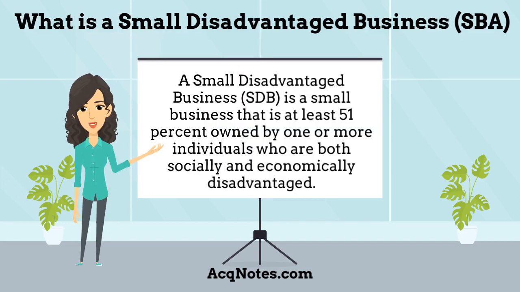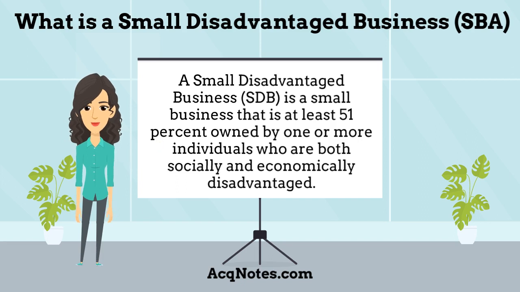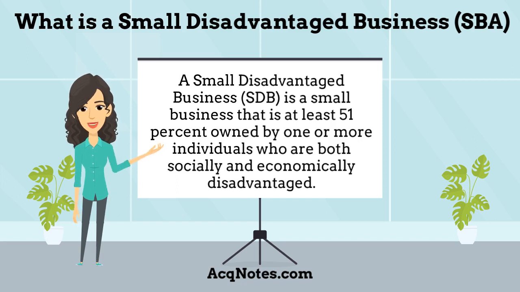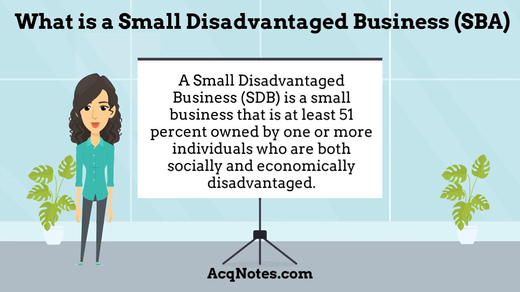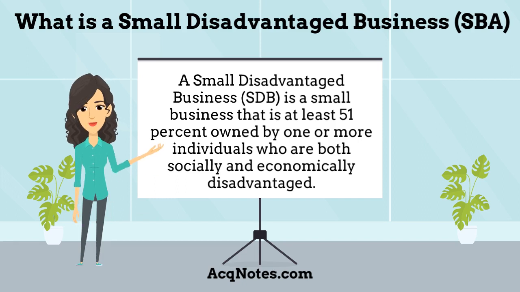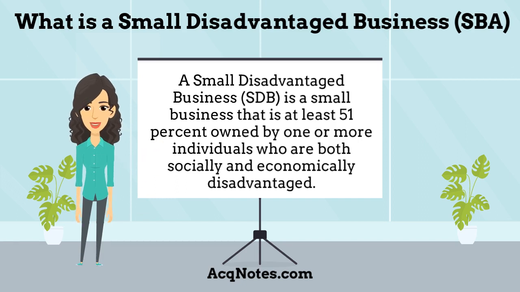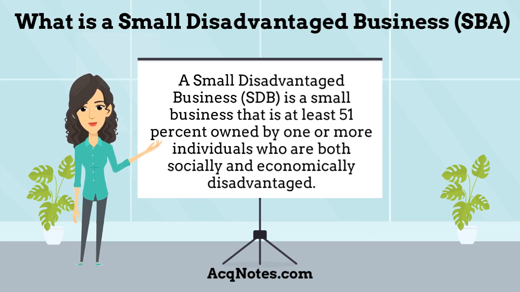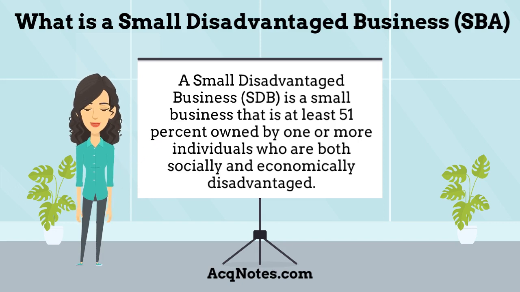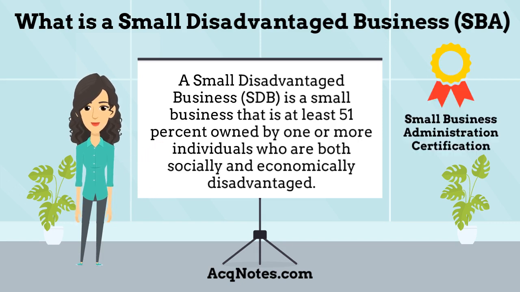What is a small disadvantaged business? A small disadvantaged business, or what is called an SDB, is a small business that is at least 51% owned by one or more individuals who are both socially and economically disadvantaged. SDB status makes a company eligible for bidding and contracting benefit programs involved with federal procurement. Businesses must be certified by the Small Business Administration to qualify for SDB status.